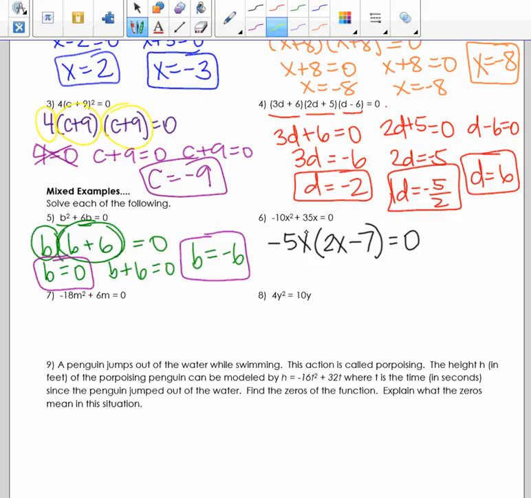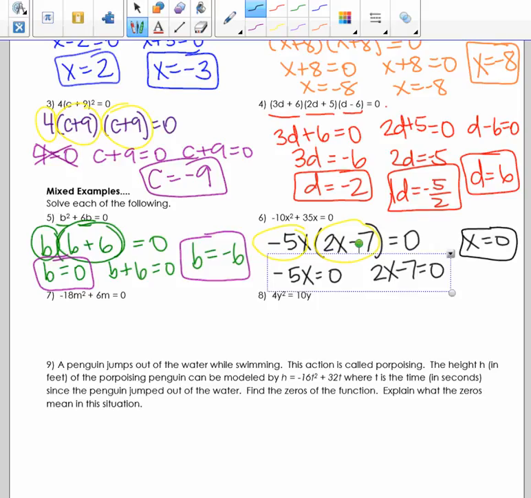So again, you guys, there's two of these, negative 5x and 2x minus 7. So negative 5x could be 0, and 2x minus 7 could also be 0. So that means x could be 0 from our first equation, or x could be 7/2 from our second equation. Okay, might be in your best interest now to take a second, try number 7, pause the video, do it, and then check your answer.